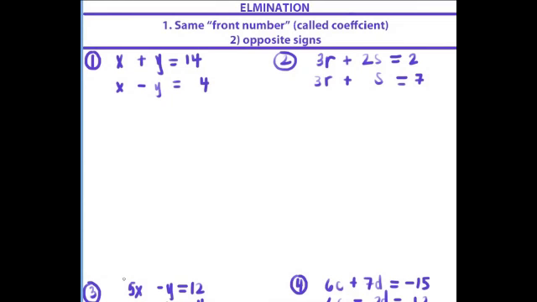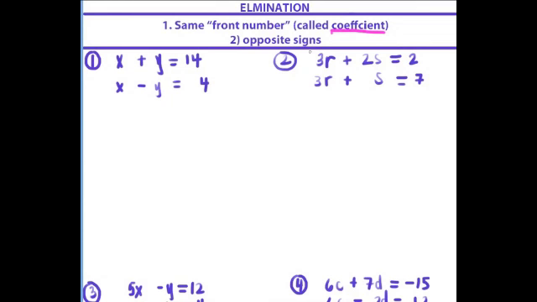But what makes elimination special is, the first thing, you need to make sure that the front numbers for x and y, depending on what you're solving for, are the same. And then they also have to have opposite signs. Here's a vocab word, you guys: coefficient is the official name for these numbers in front of the variables. Like in number 2, 3 is the coefficient of r. So they have to have the same front number and they have to have opposite signs.